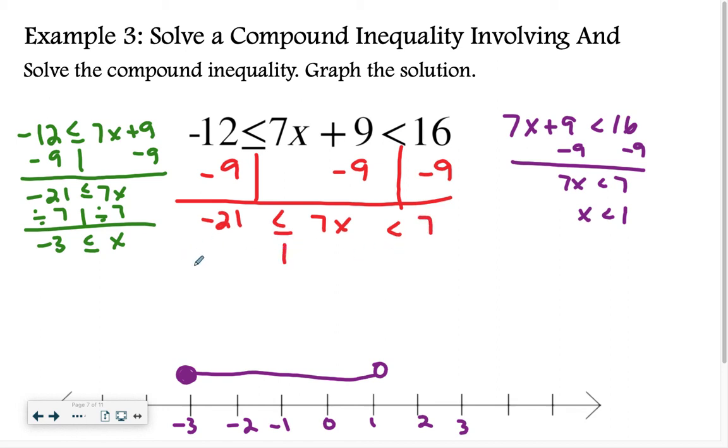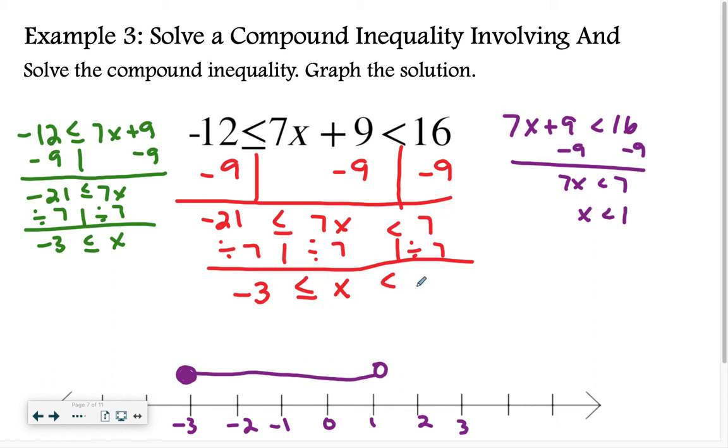So again, I draw the two lines from my inequalities. I say, okay, I have to divide by 7, divide by 7, divide by 7 in order to get x by itself. And I am left with negative 21 divided by positive 7, my goodness, is negative 3. And then 7 divided by 7 is 1. And that is how you can write your answer.